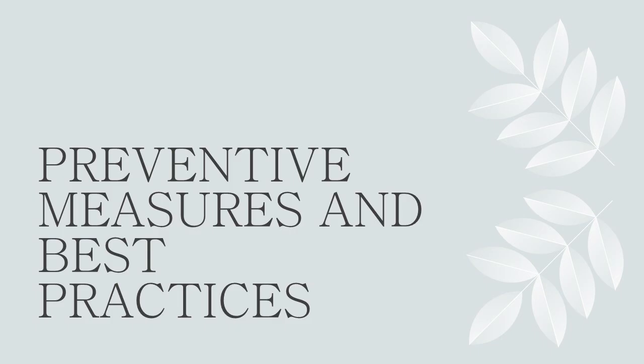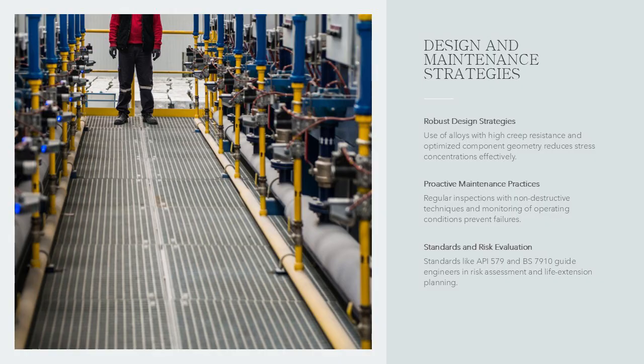Design, preventive measures, and best practices. Preventing creep and creep fatigue failures requires a combination of robust design, material selection, and proactive maintenance. Design strategies include using alloys with high creep resistance, optimizing component geometry to minimize stress concentrations, and applying protective coatings to reduce oxidation. Maintenance practices involve regular inspections using advanced non-destructive techniques, monitoring operating conditions, and implementing life extension programs based on accurate damage assessments.